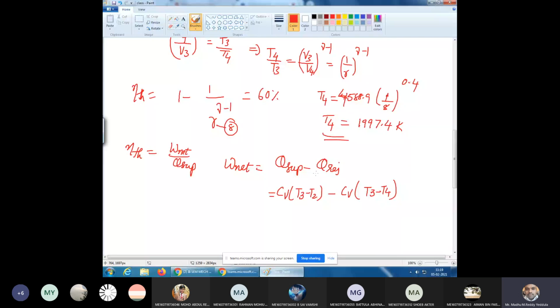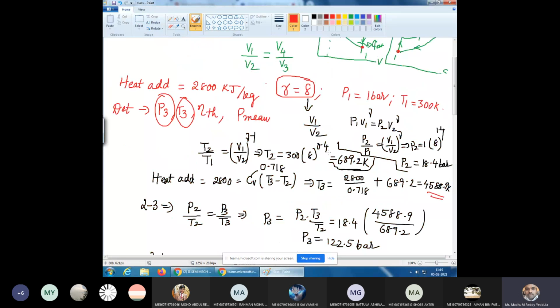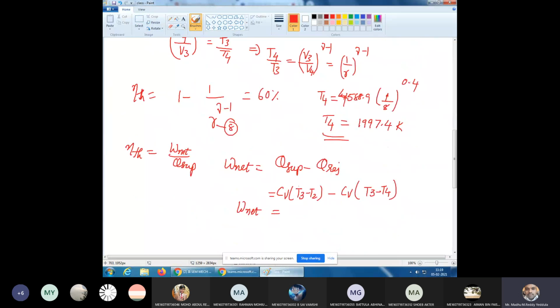Right? So you have all the data. Let us calculate and complete this one. Calculate W net here. Network is not given in the problem, right? So let us say what I am telling. If the compression ratio is not there, how do we calculate thermal efficiency? For that you need to use this formula, W net by heat supplied. First calculate W net.